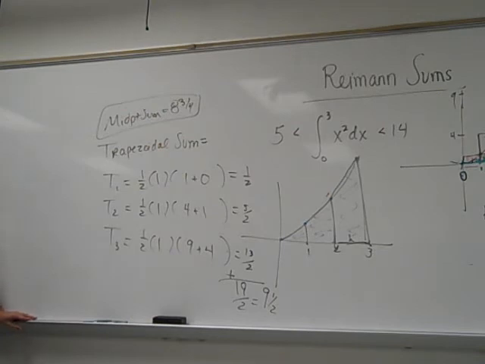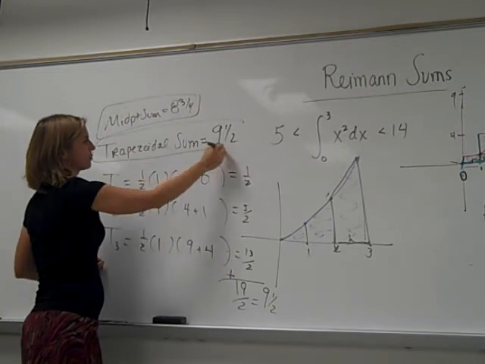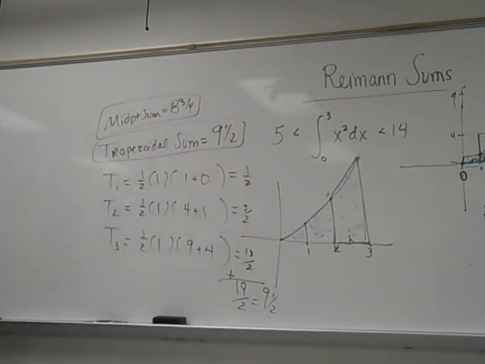Which one's usually better? It's a toss-up between trapezoid and midpoint. So for the trapezoid, I got 9 and a half.